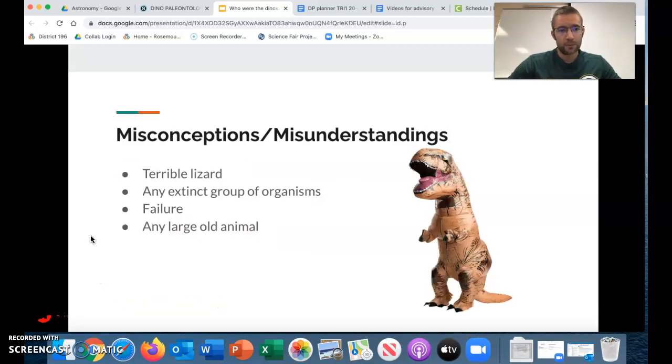Next up, we're talking about misconceptions or misunderstandings when it comes to dinosaurs. And unfortunately, one of the biggest misunderstandings comes from the word itself, dinosaur, meaning terrible lizard. And unfortunately, dinosaurs are not lizards.